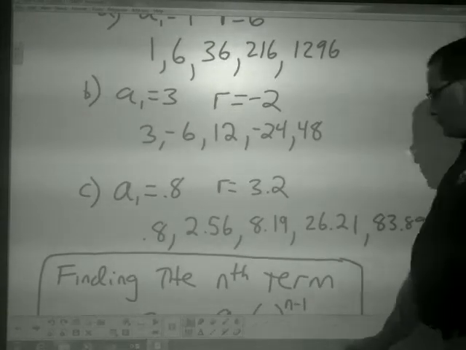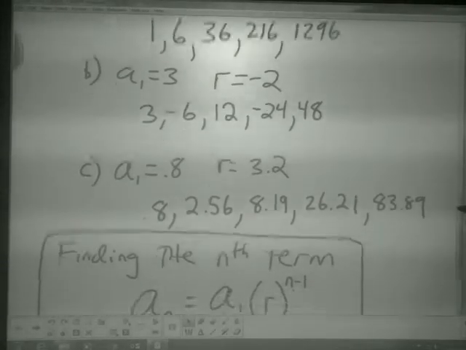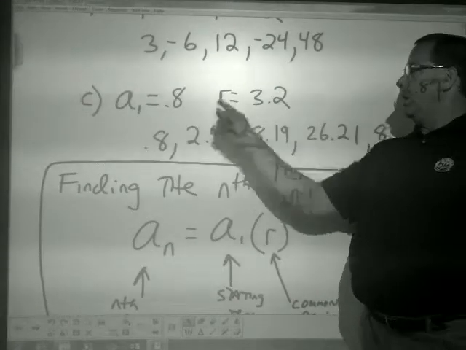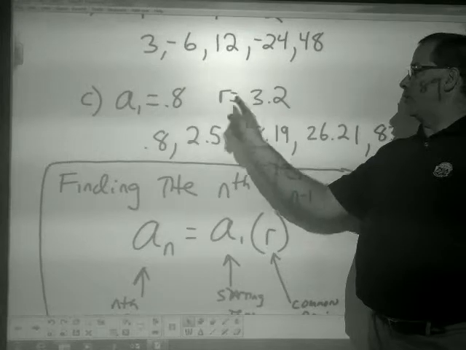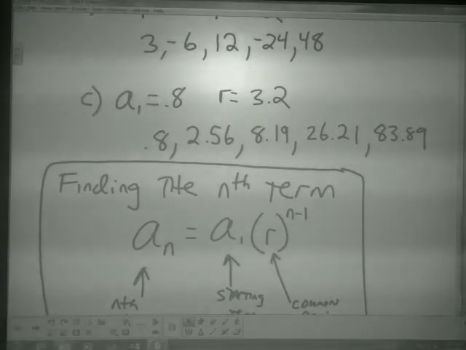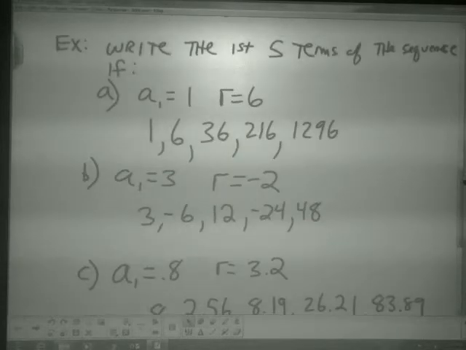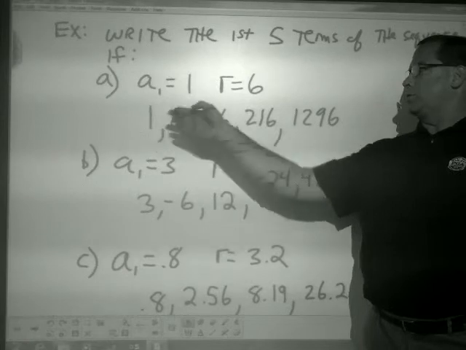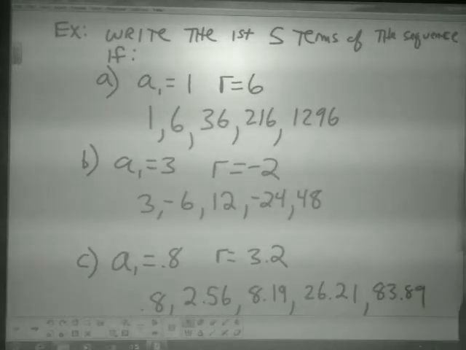Okay? Here's one more. It doesn't matter if it's decimals, fractions, it doesn't matter. I got my first term, I got my multiplier, and I multiply by 3.2 every time, and I can write out 5 terms. So sometimes they will say, what would the first 5 terms look like? And you have to just know how to take the first term and then multiply by the number every time.